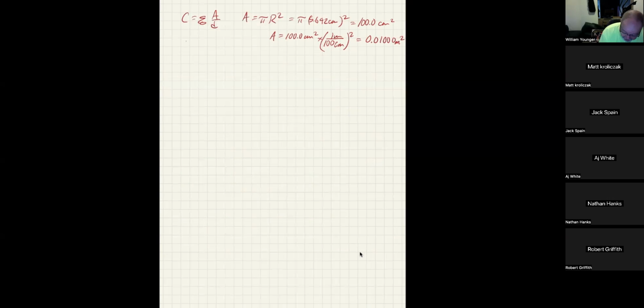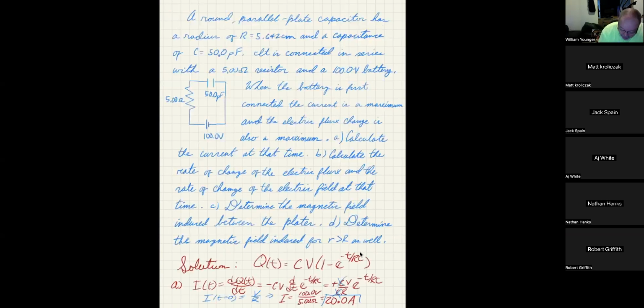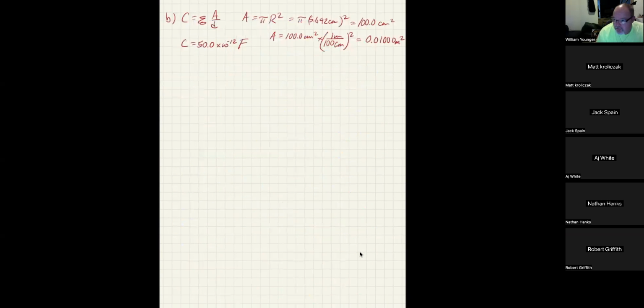But we also know that C is equal to 50.0 times 10 to the negative 12th, because it's picofarads. So what we're asked to do in part B is calculate the rate of change of the electric flux and the rate of change of the electric field.